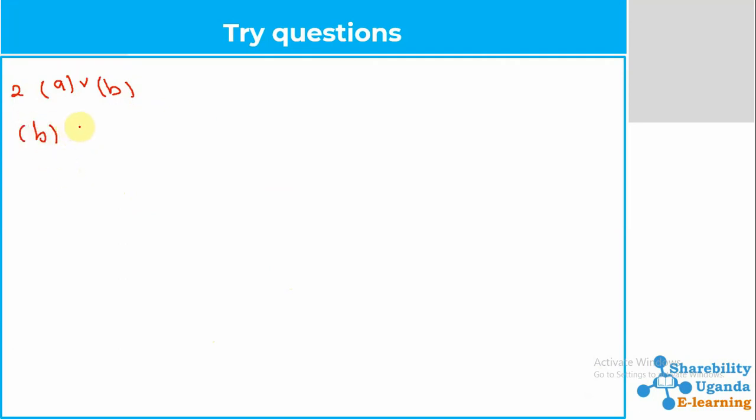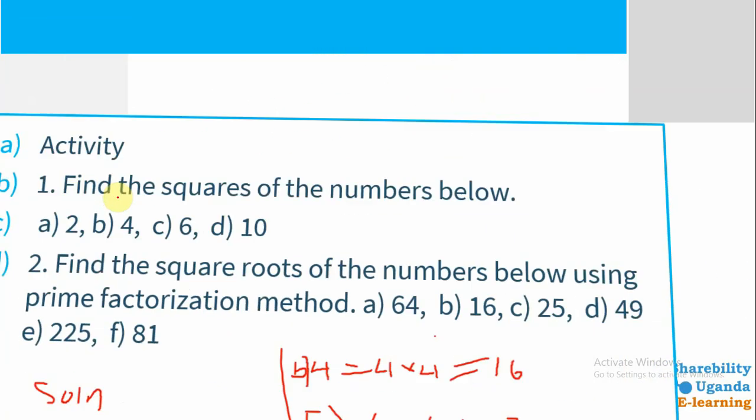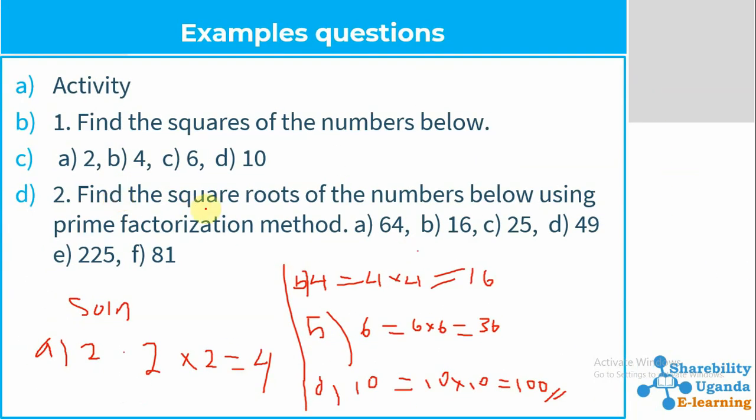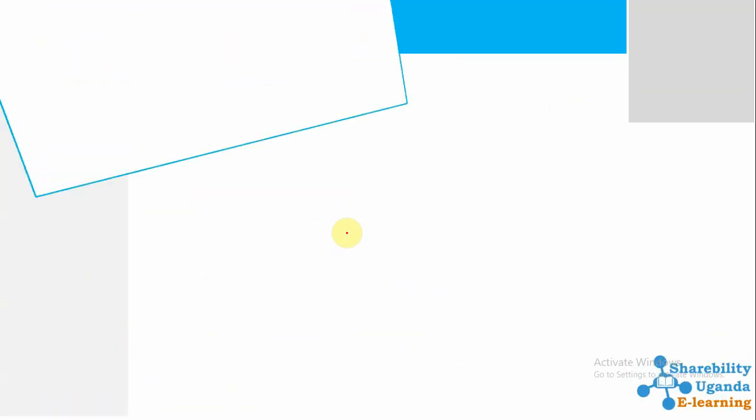Our part B is 16. Our part C is 25. Okay, our part C is 25. Then we have our part D is 49. Then 225 and 49. Okay, this completes these numbers.